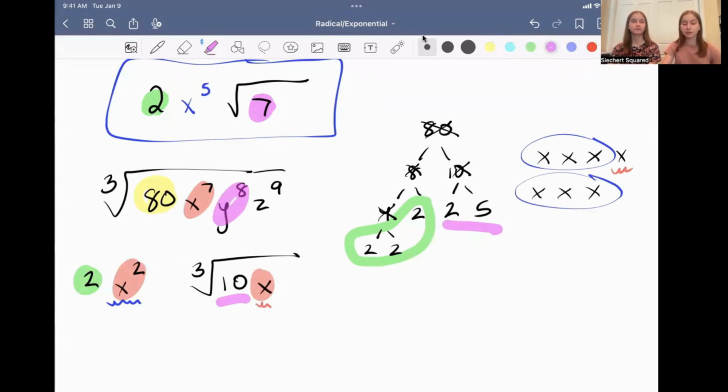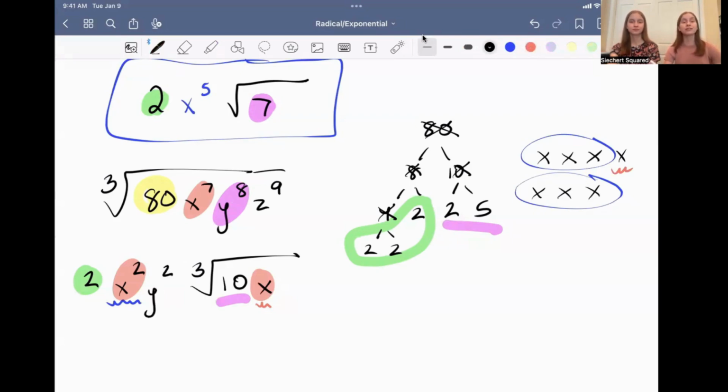Same exact process. Now we have y to the 8th. We have 8 y's. We can't make 3 groups of 3 y's because we only have 8 y's, not 9. But we can make 2 groups. So we have y squared. Oops, let me move that. You have y squared on the outside.